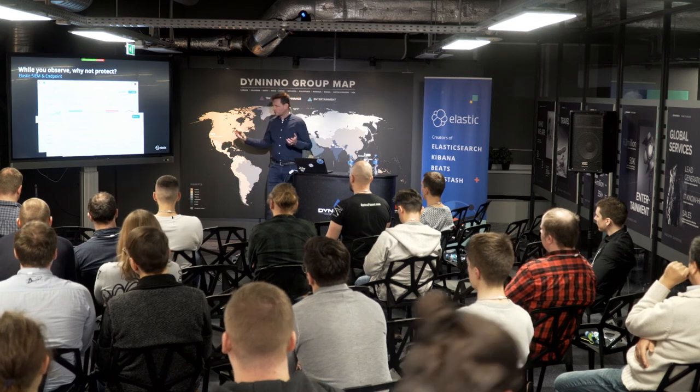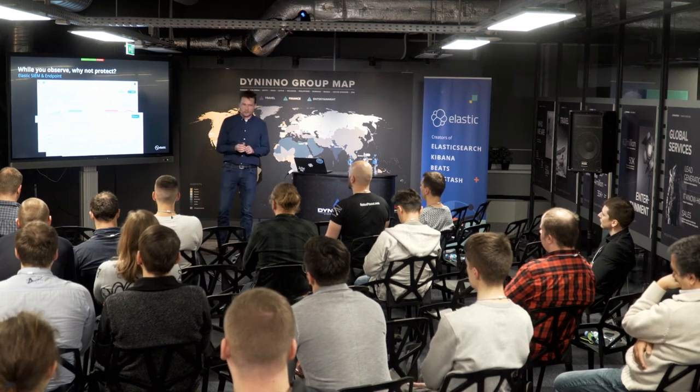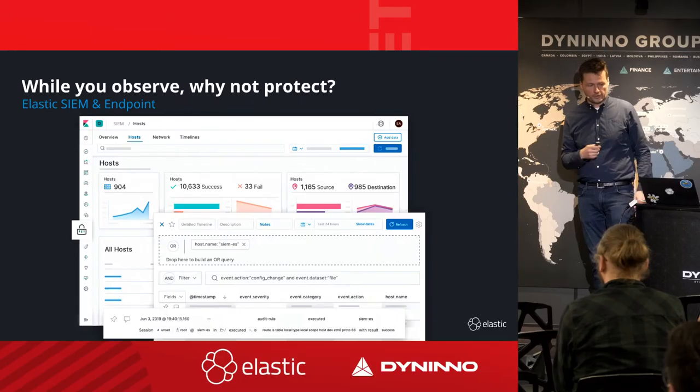Okay, so when talking security, one of the things is that we acquired a company called Endgame. So apart from having a SIEM app, we actually also have endpoints. So while we're observing, why not protect? We can do endpoint protection on Windows and macOS. On Linux, we can do detections. But we can actually have endpoints actively work on Windows and Mac, actively prevent.